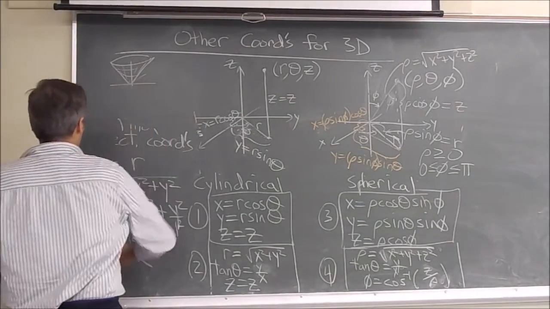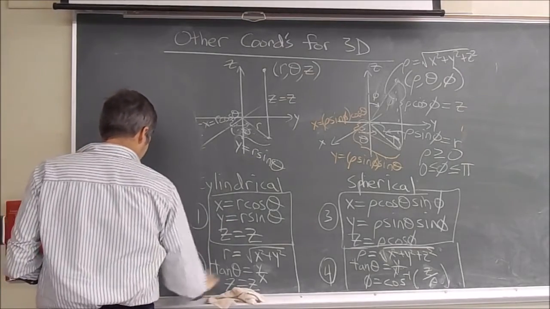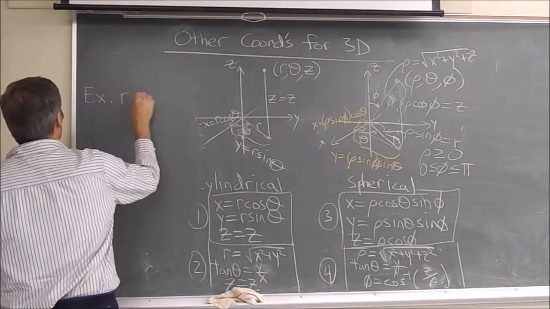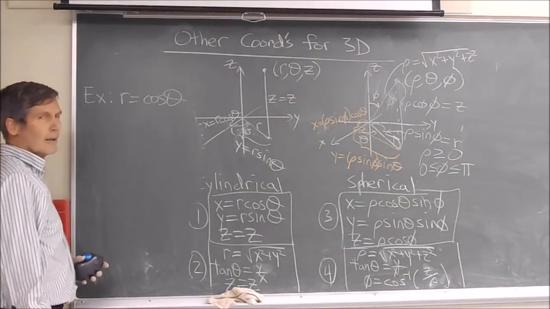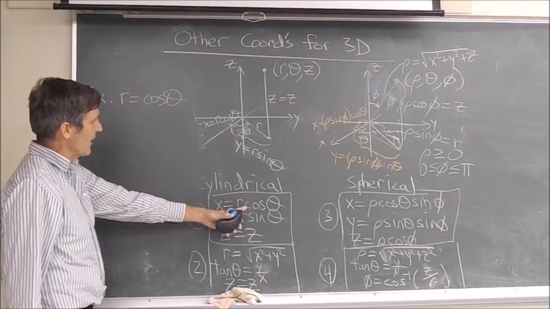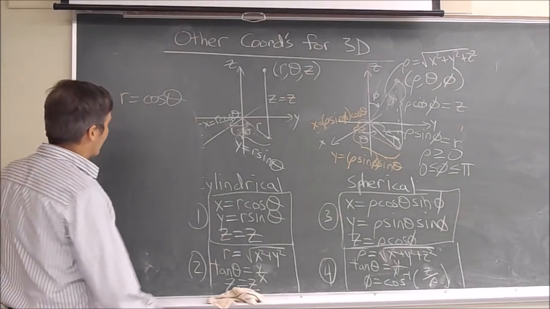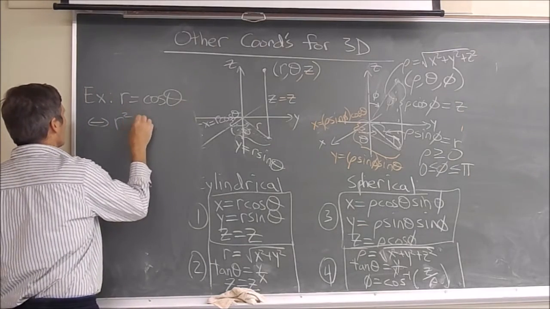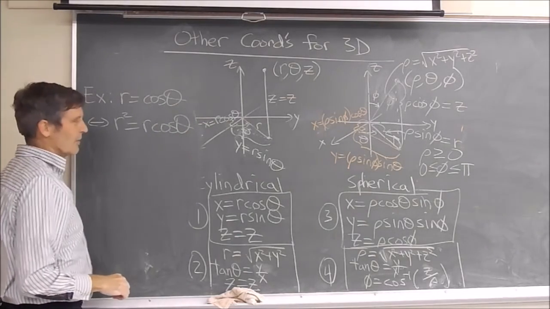I have another example for you. Suppose I wanted to sketch r equals cosine theta. How do I sketch that one? Well, remember our conversion equations, what we have is not cosine theta or sine theta, but r cosine theta, r sine theta. So we try and get these things that we have here in order to convert them. So I'll multiply both sides by r and get r squared equals r cosine theta. And now I have almost an equivalent equation.